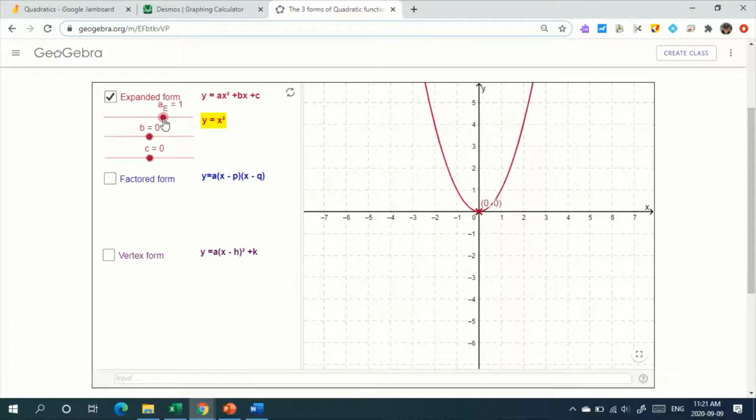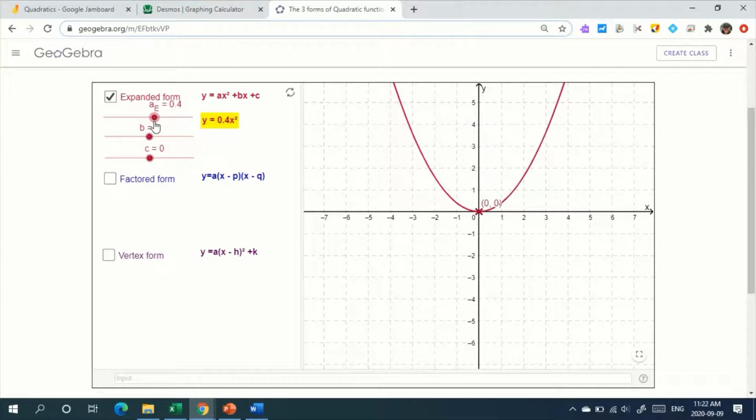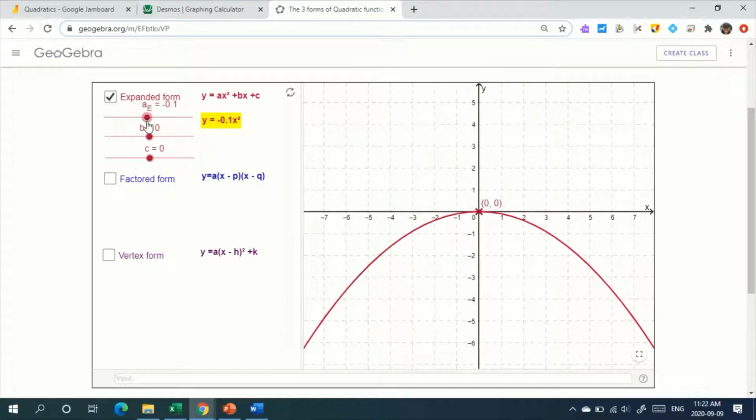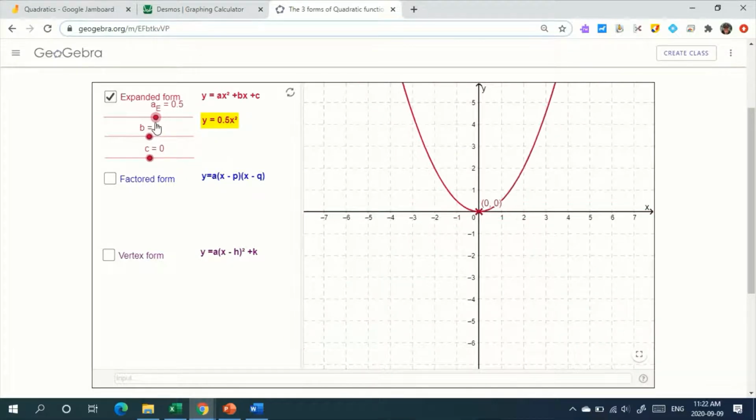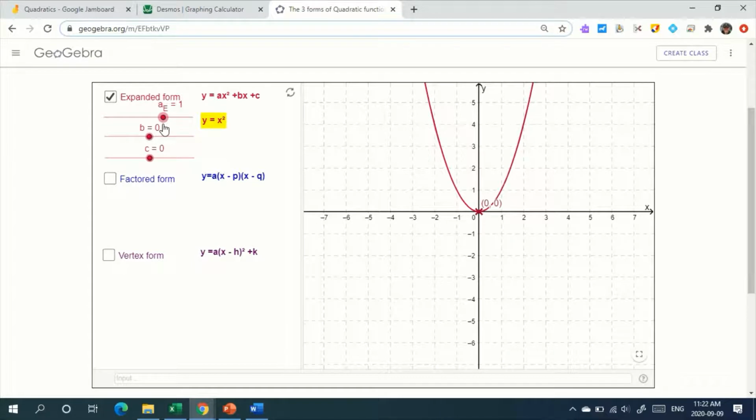And let's look first at our a in the ax squared plus bx plus c. If I increase this, we can see the parabola getting thinner. If I decrease it, we can start to see it getting wider. But if I go below 0 to a negative number, we can start to see that parabola change direction. Let me just reset it here to 1.